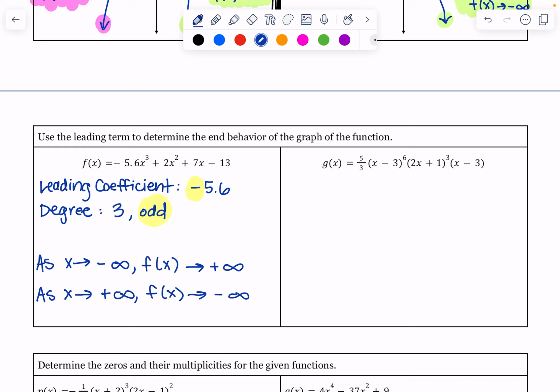Okay, for the next problem, it says g of x equals 5/3 times (x minus 3) to the 6th, times (2x plus 1) cubed, times (x minus 3). So there we could do a lot of math and multiply this whole thing out, or we can just find what the leading coefficient would be and what the degree would be. So if I'm thinking about the leading coefficient, that's all of the numbers in front of variables. And for sure, I'm going to have this 5/3. There's a 1 here. There's a 2 here. Okay, and this is going to be x to the 6th.